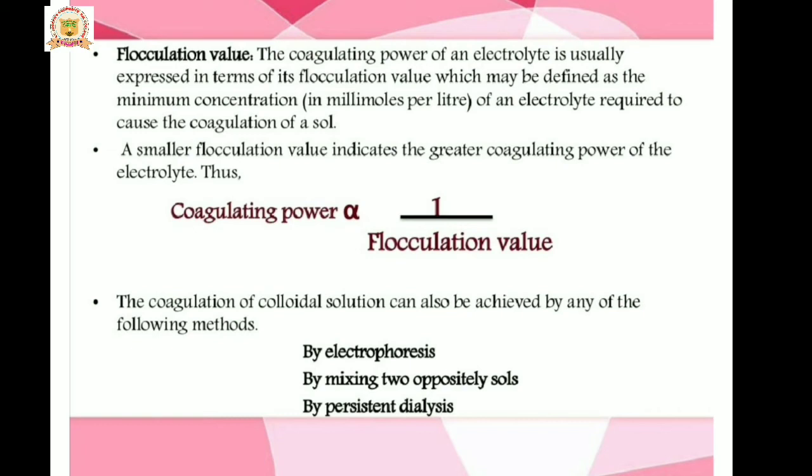A small amount of an electrolyte is enough to convert the colloidal solution into a precipitate. A smaller flocculation value indicates a greater coagulating power of the electrolyte. Thus, coagulating power is inversely proportional to the flocculation value. The coagulation of a colloidal solution can also be achieved by other methods: by electrophoresis, by mixing two oppositely charged sols, and by persistent dialysis.